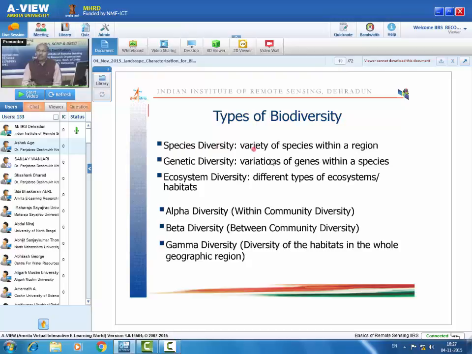First is called species diversity. That is the variety of species within a region, that means variability of species within a region. Genetic diversity means that within a species you will have variability in the genes. We call it genetic variability. And then ecosystem diversity, that means the different ecosystems present in any landscape, called landscape or ecosystem diversity. And then of course in ecology there are different terms like alpha diversity, when you talk about diversity within a community, beta diversity, if you compare between A and B communities, and gamma diversity, when you study the habitat of a whole region, that means you study the entire Himalayas or, let us say, an entire valley. Then it is called gamma diversity.